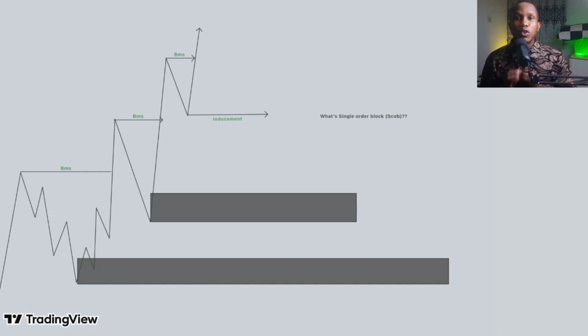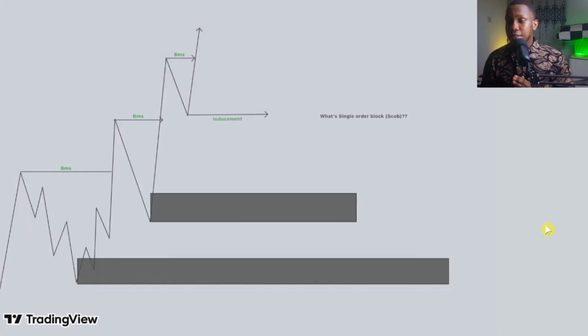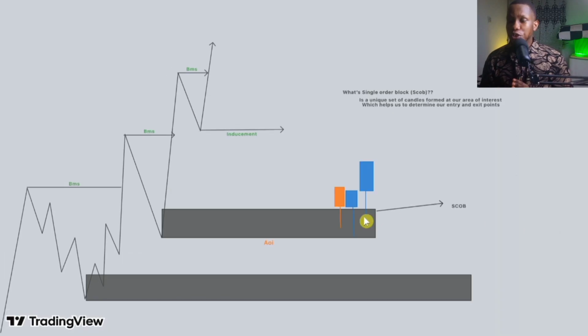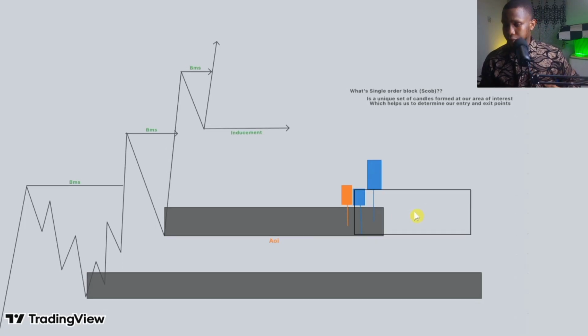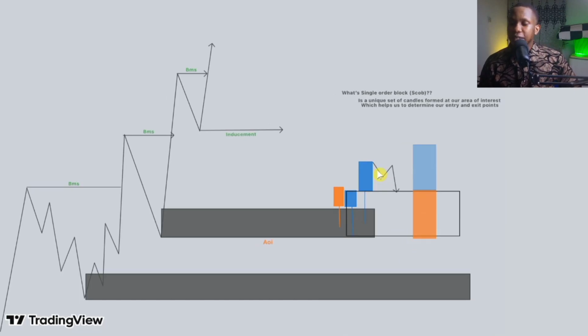This was initially taught here on YouTube by Mr. Khan from Trading from the Hub, who said that a single candle order block is a unique set of candles being formed at your POI, which helps to determine your entry and your exit points in the market. So this is your single candle order block. We map it out from the high to the wick of it. Then our entry can be here, our stop loss below this level. We wait for price action to retrace back here and we enter.